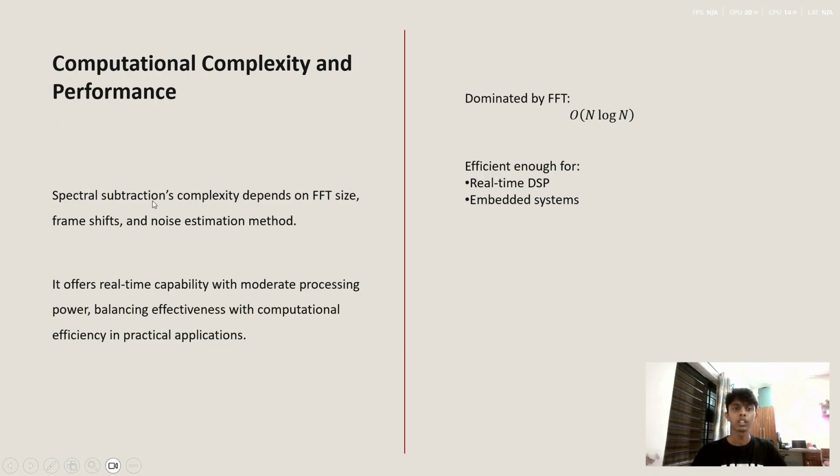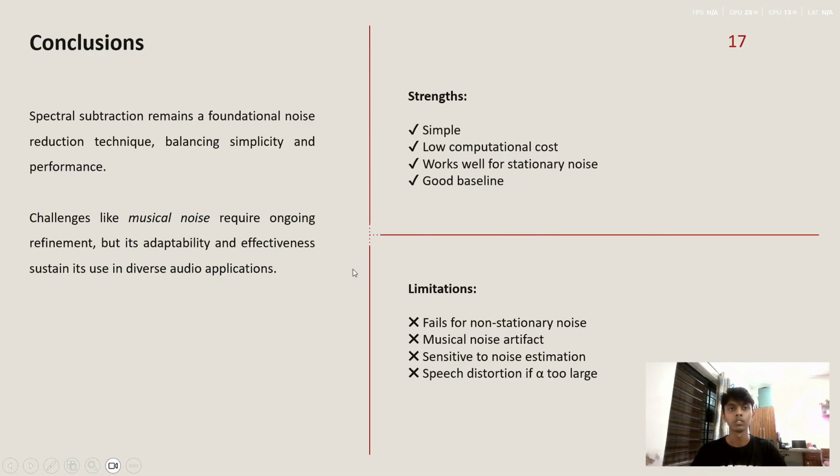So now spectral subtraction complexity depends on the FFT size, frame shift, and the noise estimation method. Here, it was the Hamming method. Now, this offers a real-time capability with modern processing power, balancing the effectiveness and the computational efficiency in practical applications. This method is efficient enough for digital signal processing and a few embedded systems.